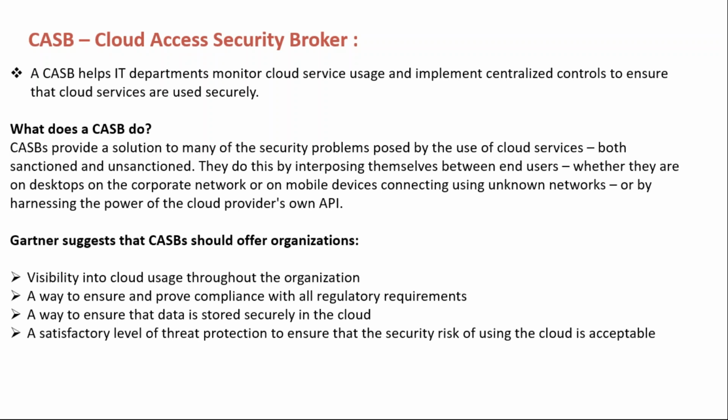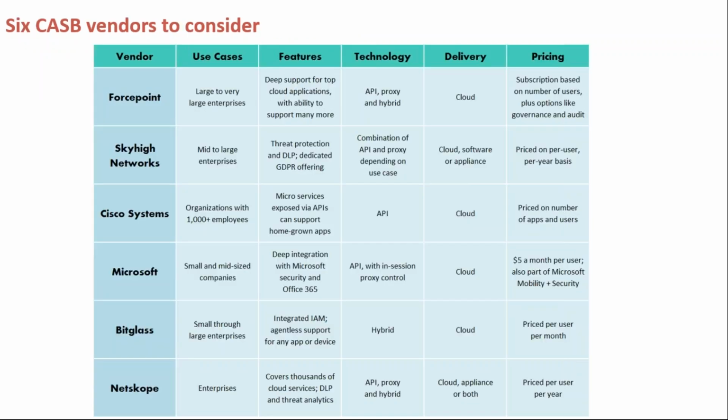So a CASB is nothing but it is just going to make all the API calls to Office 365, and it is going to give you all those logs in the form of a dashboard, in a presentable view, so that you could go there and look at it for yourself and understand. So that is what a CASB is all about. We call this Cloud Access Security Broker, and this was, as I said, a terminology coined by Gartner a few years back. So these are the 6 CASB vendors to consider.